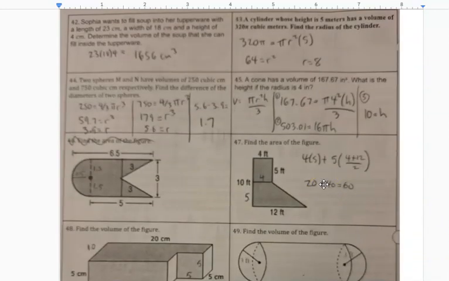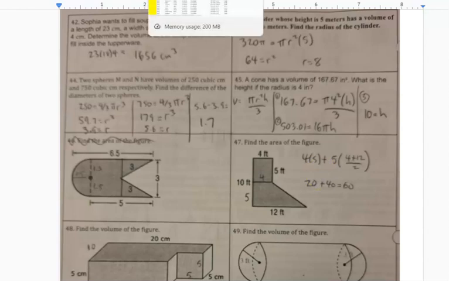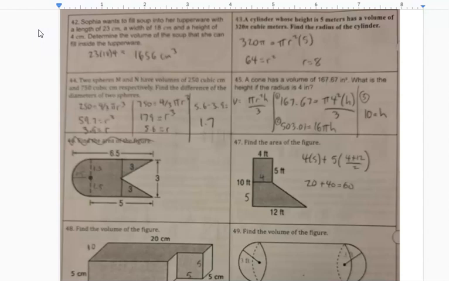Okay, Sophia wants to fill her soup. Now, this is a really weird question. Just assume that the Tupperware is a rectangular prism. It's usually not, it's usually like a wide cylinder. But the reason I assume it's a rectangular prism is because it gives me a length, a width, and a height, meaning it's a three-dimensional shape with three solid dimensions, and that's a prism, really. So you just multiply those three numbers together, you get 1656.